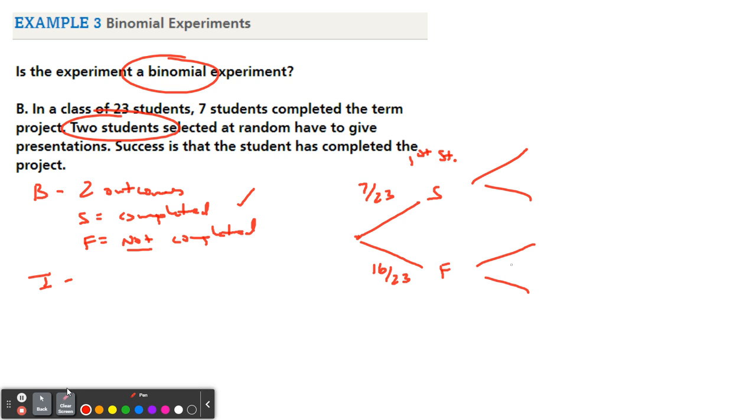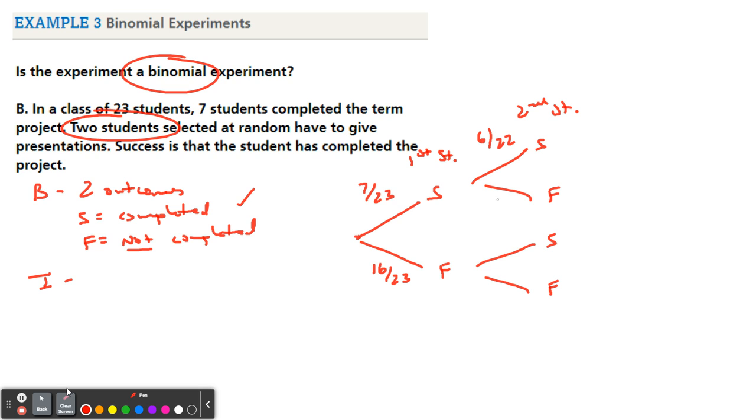Okay? And now, after we pick the first student, we have to pick a second student. And here's where the problem lies, right? When we pick this second student again, they could be a success or a failure. But when you pick the second student, you can't pick the same student twice. So after your first selection, if you picked a student who did successfully complete the project, then you only have a 6 out of 22 chance to pick another student who successfully completed the project, right?